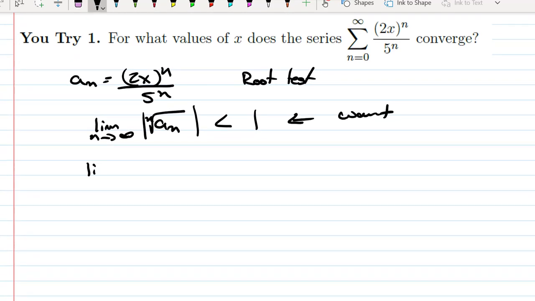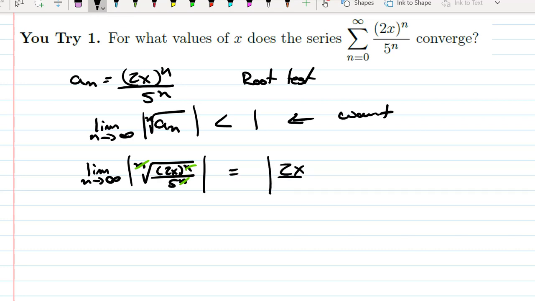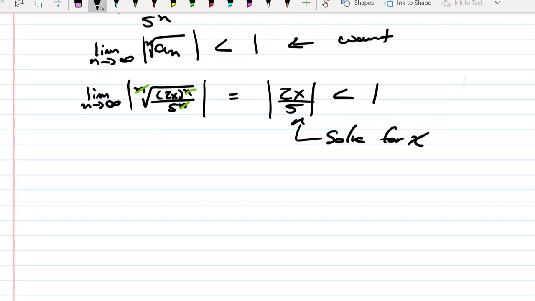So we calculate our limit. We have the limit as n goes to infinity of the nth root of 2x to the n all over 5 to the n, in absolute value. And here, the nth roots cancel the nth powers. In fact, there's no n's left. So this is equal to the absolute value of 2x over 5. And this needs to be less than 1. So we're going to solve for x.